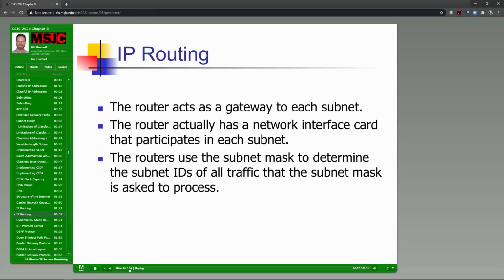The router acts as what we call a gateway to each of its subnets. The router actually has a network interface card that participates in each subnet. You saw that in the previous graphic. So a routing device has multiple network interfaces, and each interface is attached to a different subnet. The router uses the subnet mask to determine the subnet IDs or network IDs of all traffic that the subnet mask is asked to process.